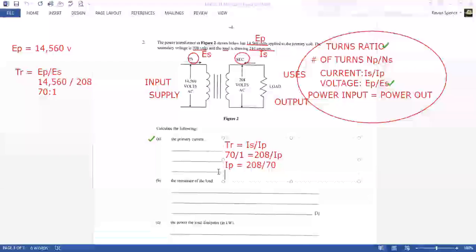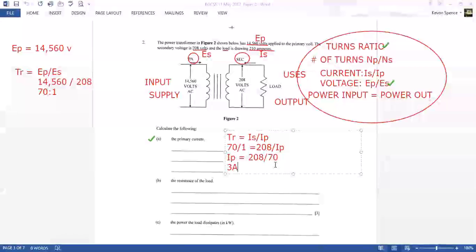Anyway, let's go. So 208 divided by 70 should give us 3 ampere. Okay? So that's how you would calculate IP. 3 ampere.